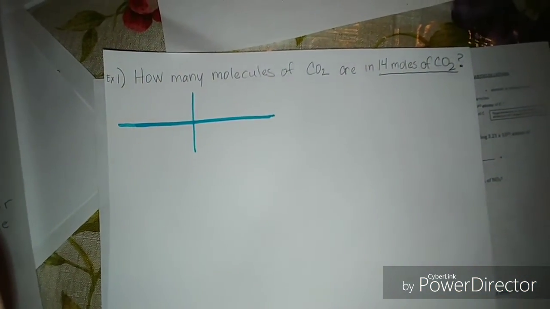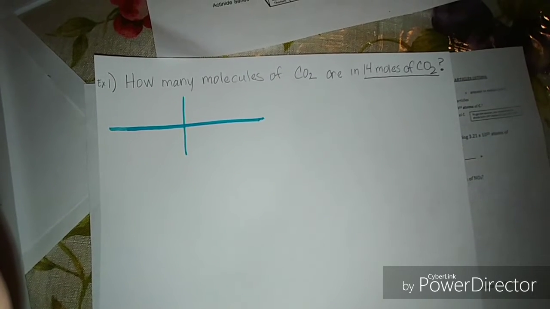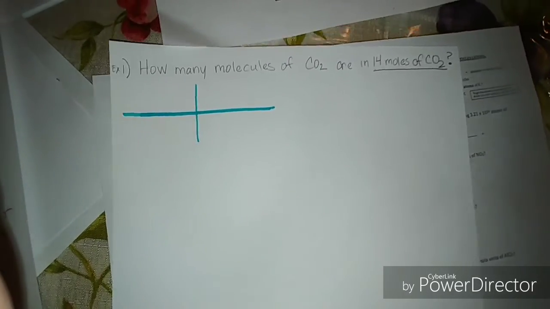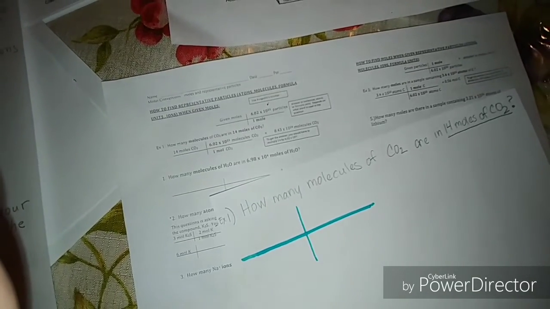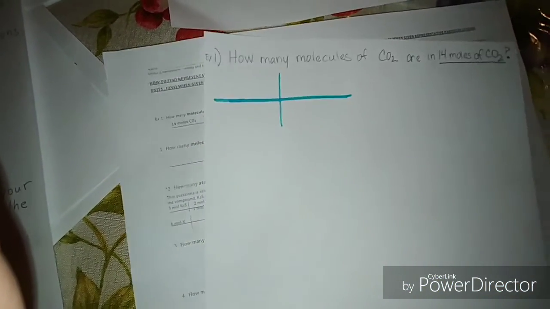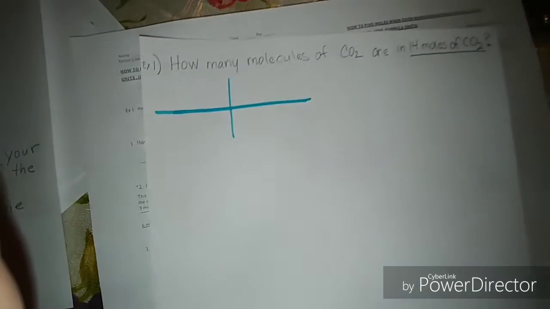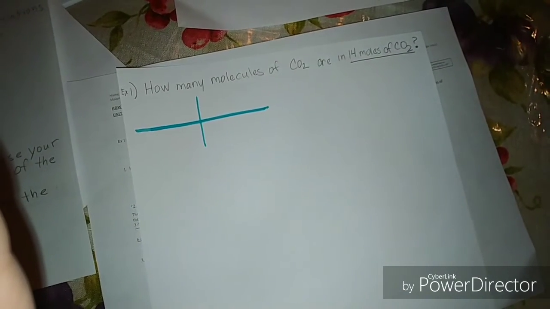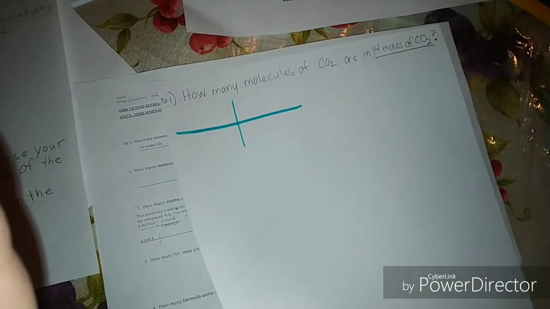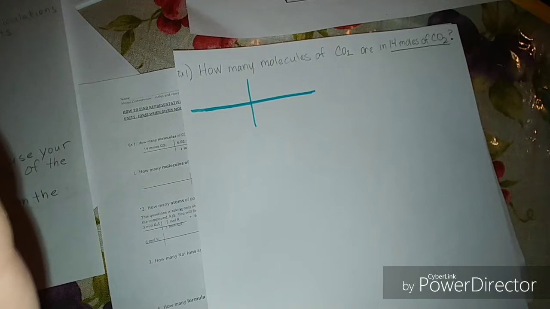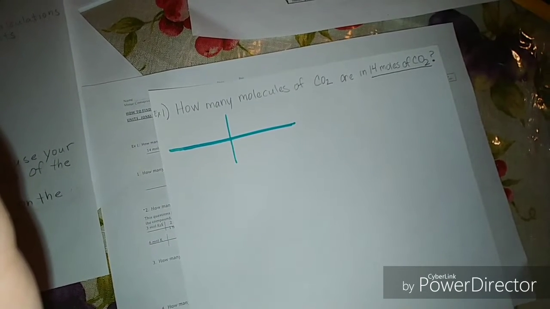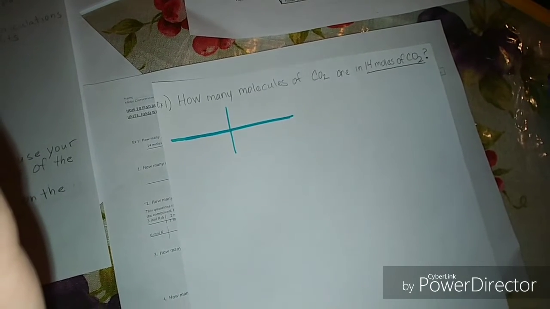For our first example, which you have there, it asks how many molecules of carbon dioxide are in 14 moles of carbon dioxide. Once again, we're looking at the first example given to us. Because this is more of a starter type of assignment, you're going to see that some of it is kind of started for you. There are examples, but I'm going to take you through the process of how we got to that point.